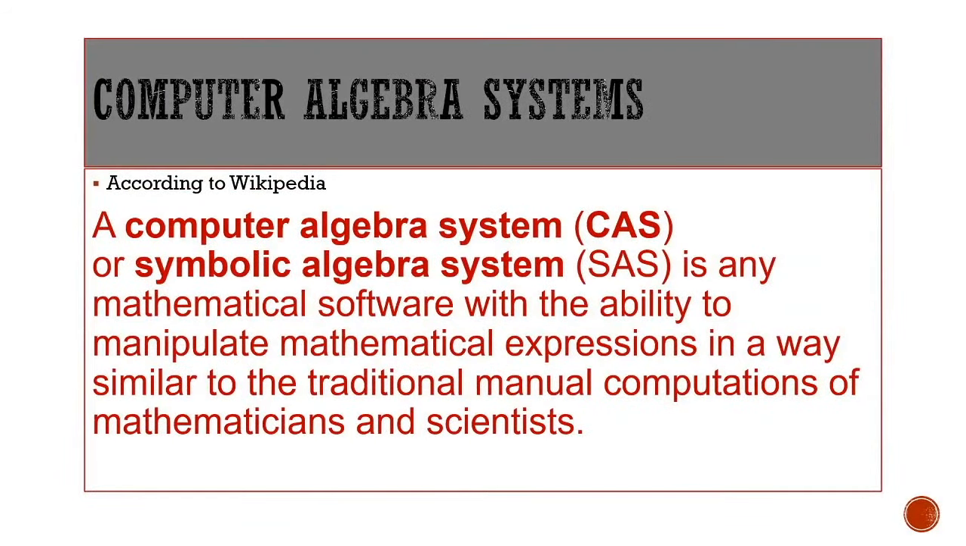According to Wikipedia, a computer algebra system, or CAS, is any mathematical software with the ability to manipulate mathematical expressions in a way similar to the traditional manual computations of mathematicians and scientists. In general language, a CAS is a software which operates just like a human does while calculating the mathematical expressions.